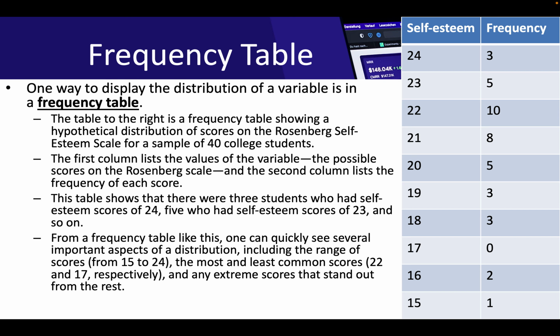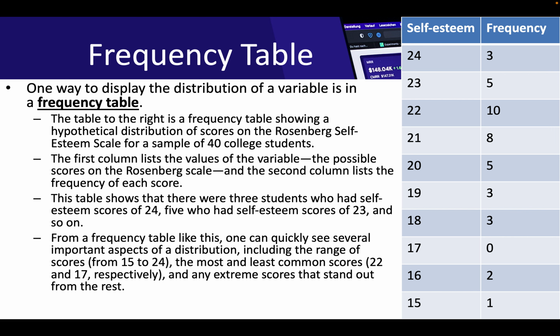One way to display the distribution of a variable is in a frequency table. The table to the right is a frequency table showing a hypothetical distribution of scores on the Rosenberg self-esteem scale for a sample of 40 college students. The first column lists the values of the variable, the possible scores on the Rosenberg scale, and the second column lists the frequency of each score.